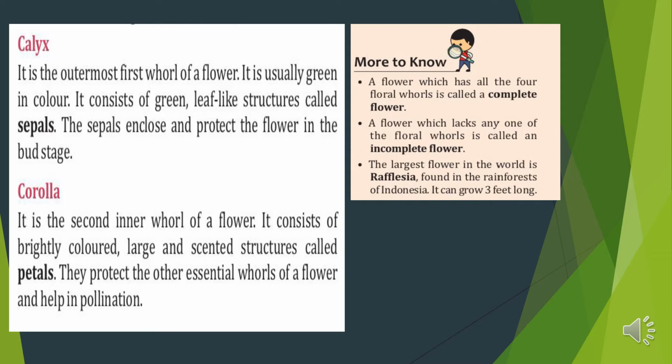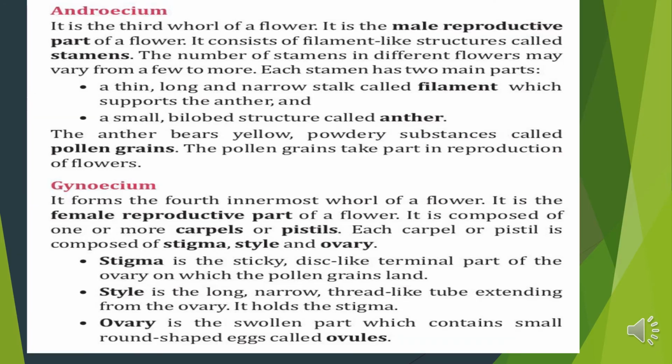Now, the third wall of a flower is androecium. It is the male reproductive part of a flower. It consists of stamens and anther. The anther bears a yellow powdery substance called pollen grains. The pollen grains take part in the reproduction of the flower.